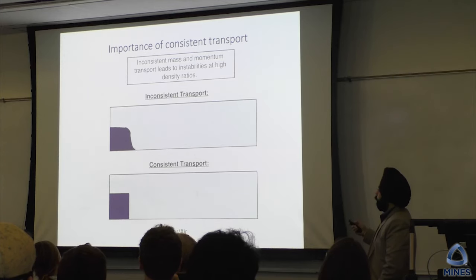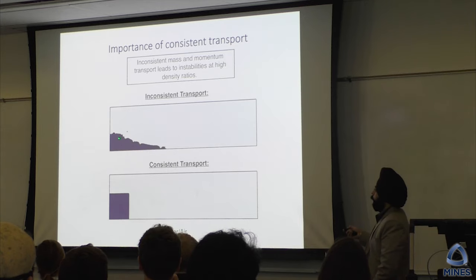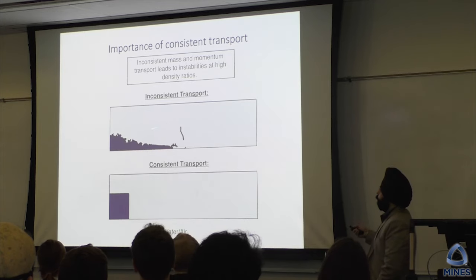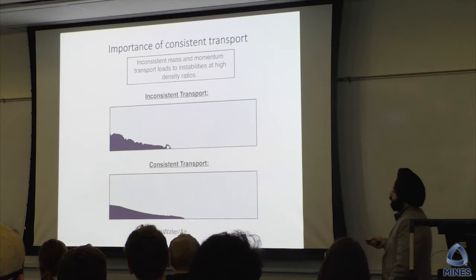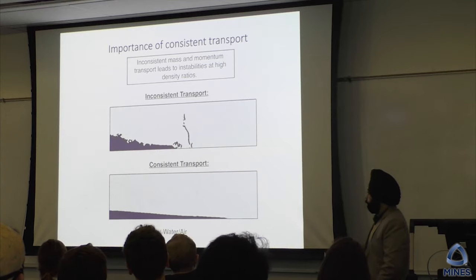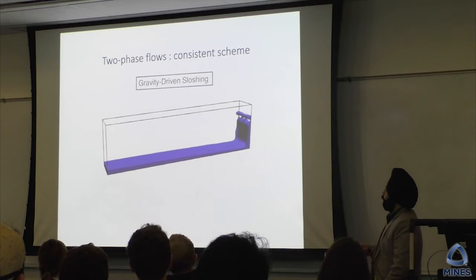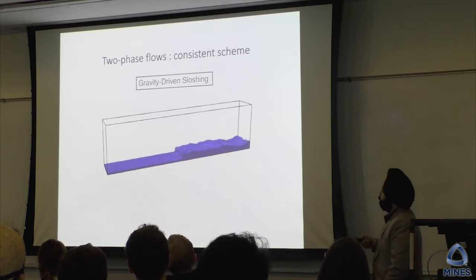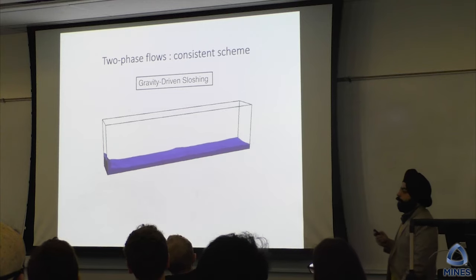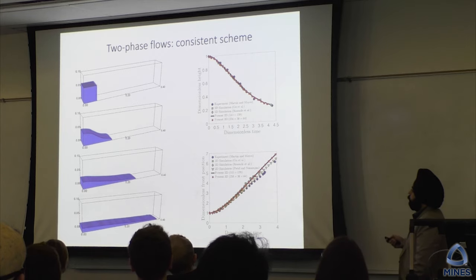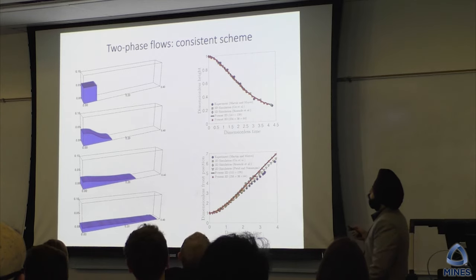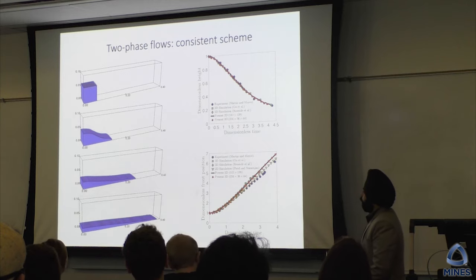The same thing, it's a very common problem to see the collapse of a water column, and this is the air phase, this is the water phase. The inconsistent scheme just does a horrible job, but the consistent scheme produces the right spreading as a function of distance. And this is in 3D, and you see that it captures all these complex phenomena and makes our simulations stable. Here is a comparison with some of the experimental data and simulations, and you get a pretty good match with the spreading of this interface as a function of time.